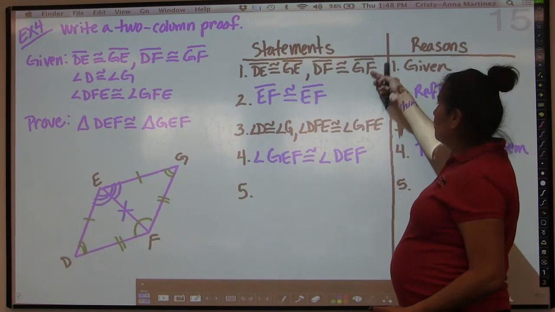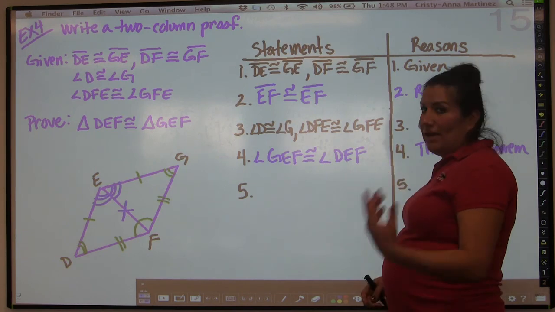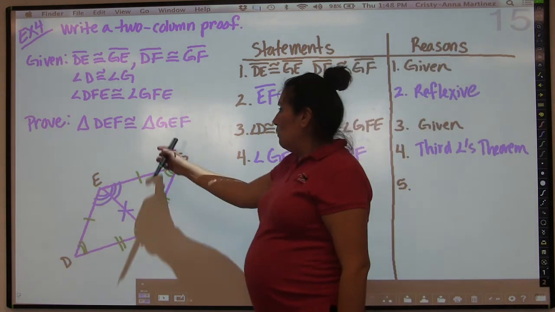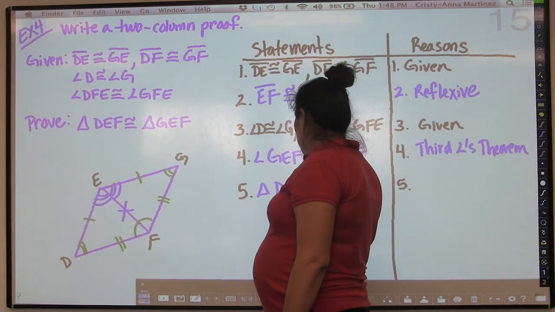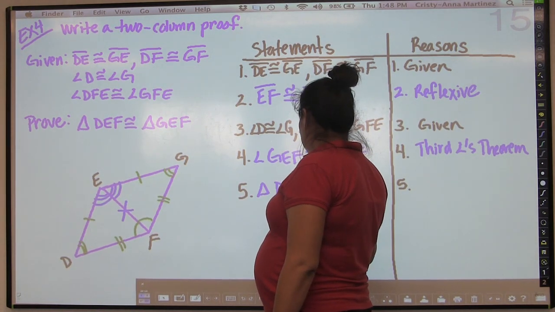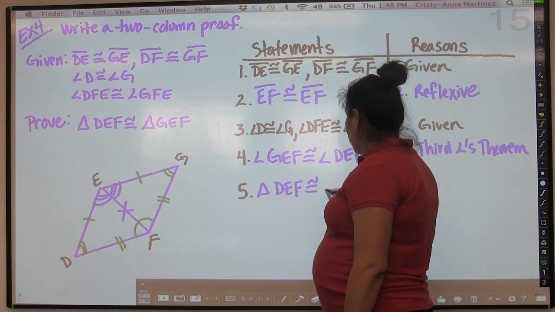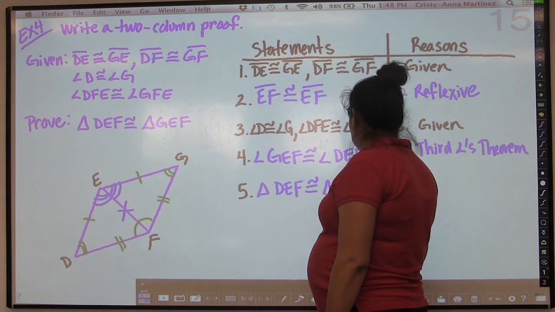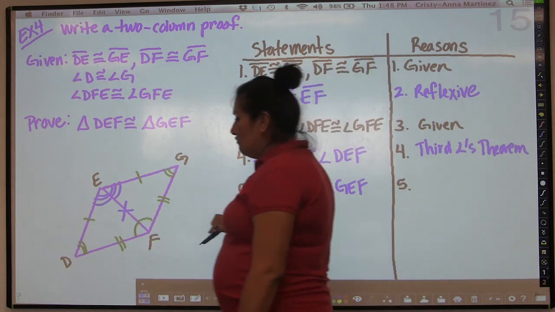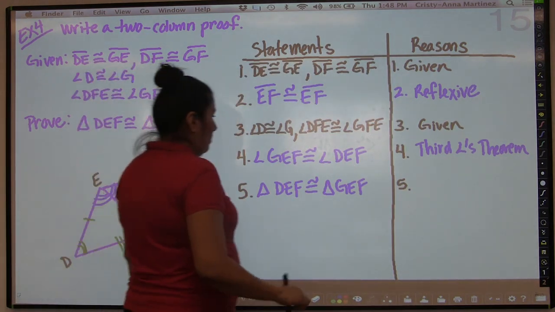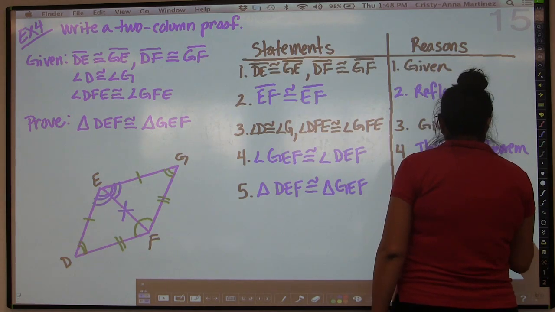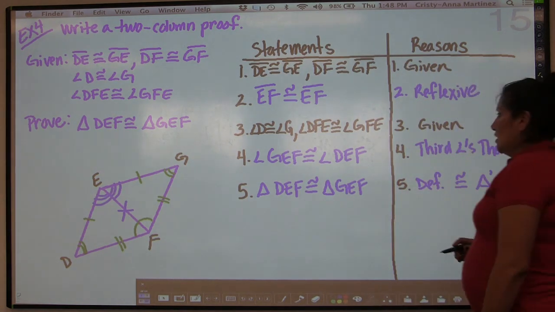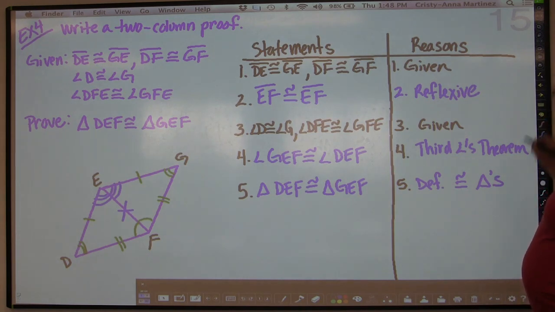And now we've got 3 pairs of sides, 3 pairs of angles, and we can finally prove that the triangles are congruent. And we want to write the exact same statement that they wrote. Triangle, we don't want to do it in a different order. We want to make sure that it's the same as the one that was previously there. So DEF is congruent to triangle GEF. And our reason for that's going to be the definition of congruent polygons or congruent triangles. Definition, congruent triangles.